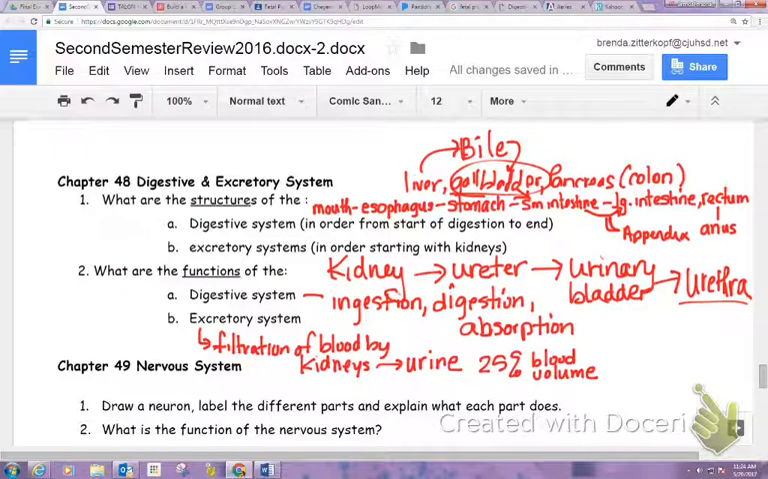The better hydrated you are, the clearer your urine is. Clear urine is the best urine. You want your urine to be totally clear. That means you have enough water. The more yellow your urine is, the more concentrated it is, the less water. And we have hormones that help us to regulate our fluid balance and so on, okay?